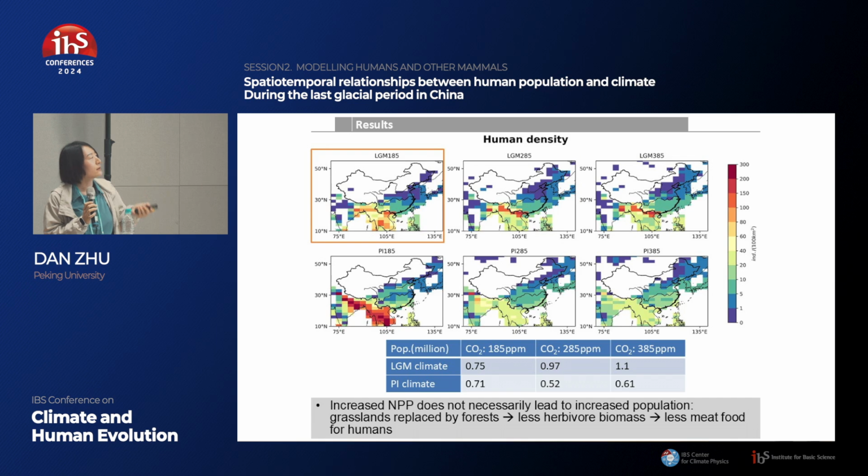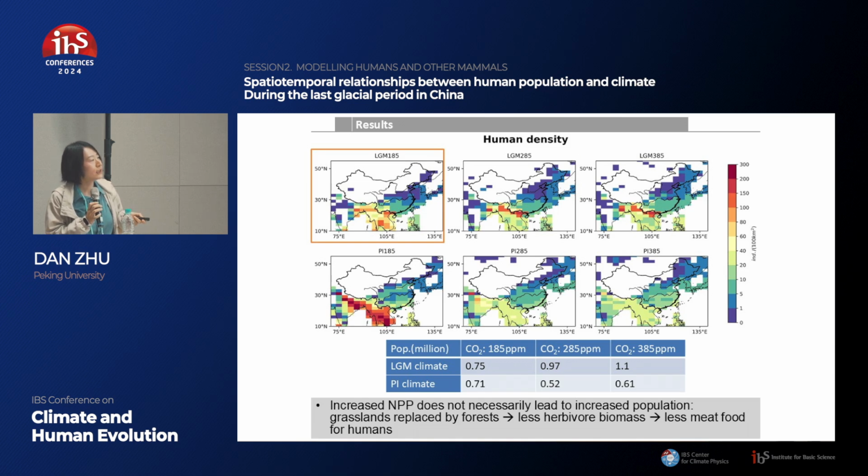Yeah, and then the result for the simulated human density. So the model simulates more population in the southern regions with milder climate. But if we compare from left to right, we can see that in the model, the low CO2 plays a strong role to limit the human population in northeastern China due to the adverse effect of low CO2 on vegetation.